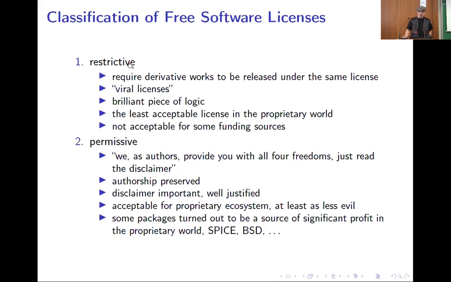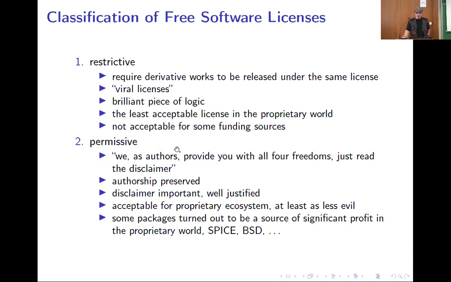We can classify them as restrictive first. Restrictive licenses require derivative works to be released under the same license. They're pejoratively called viral licenses, because they attach to software and spread the idea of free software around. The license spreads with the derived works, with the modified versions of the program. And actually, that's a brilliant piece of logic. The least acceptable licenses in the proprietary world are restrictive licenses. Some funding sources, even public funding sources, do not accept the general public license and viral licenses as something that they would fund.